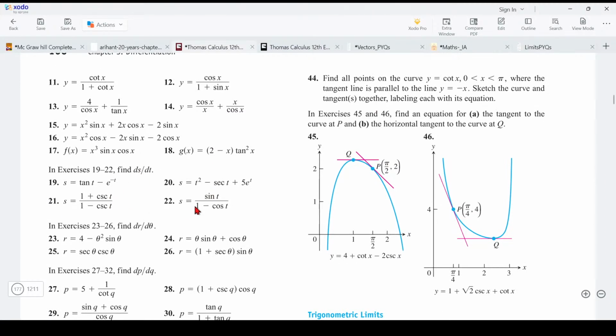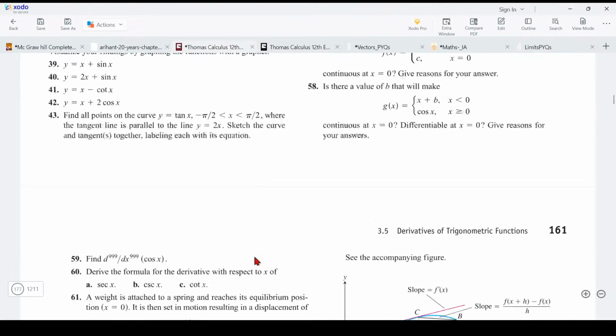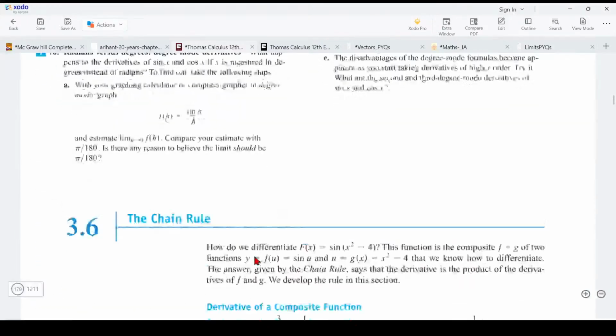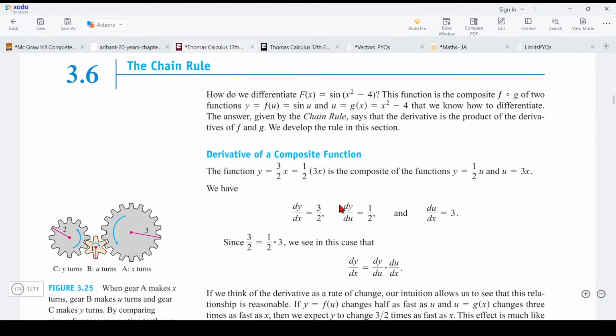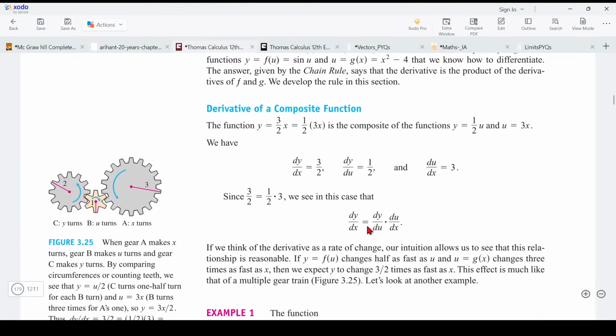You try to finish off those books, I think KSET or boards. Now you know the chain rule also, right? What is chain rule?